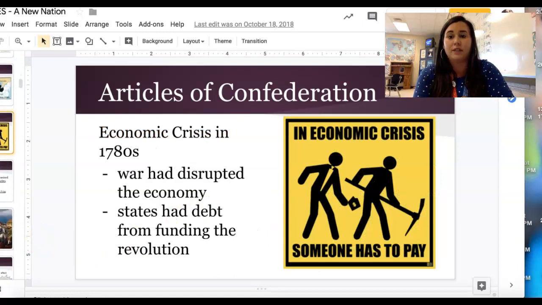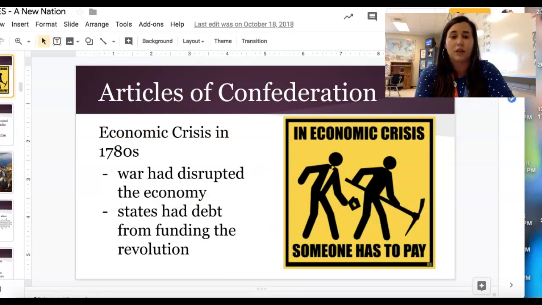So in the 1780s, there is an economic crisis. The war had disrupted the economy. Great Britain was our #1 trade partner. Then we were at war with them. After war, we're still struggling to get on our feet. Many of the states have debt from funding the revolution. And there's really no plan in place to fix this economy.